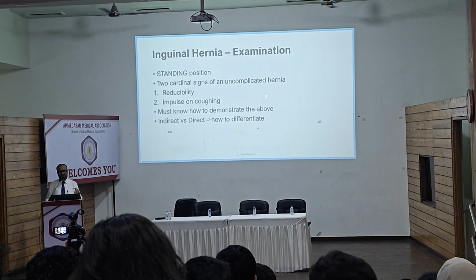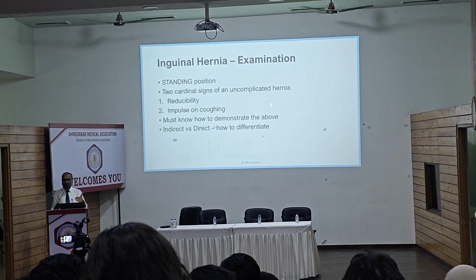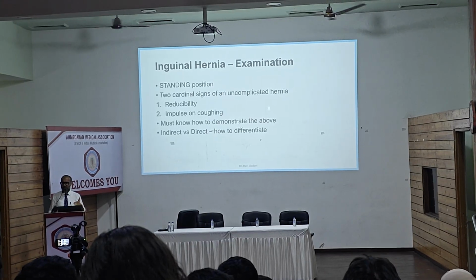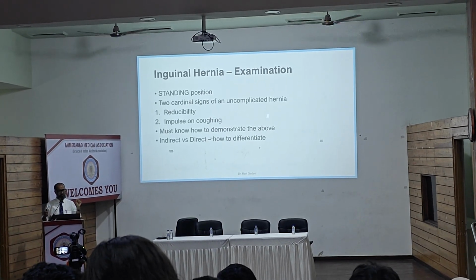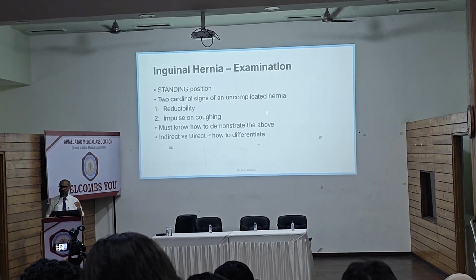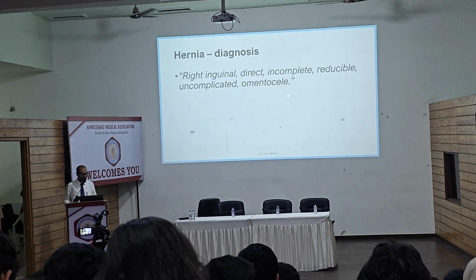Deep ring is located about 2 to 2.5 centimeters above the mid-inguinal point. What is the mid-inguinal point? It is the point midway between the ASIS and pubic symphysis. What is the midpoint of the inguinal ligament? It is the midpoint of the inguinal ligament.